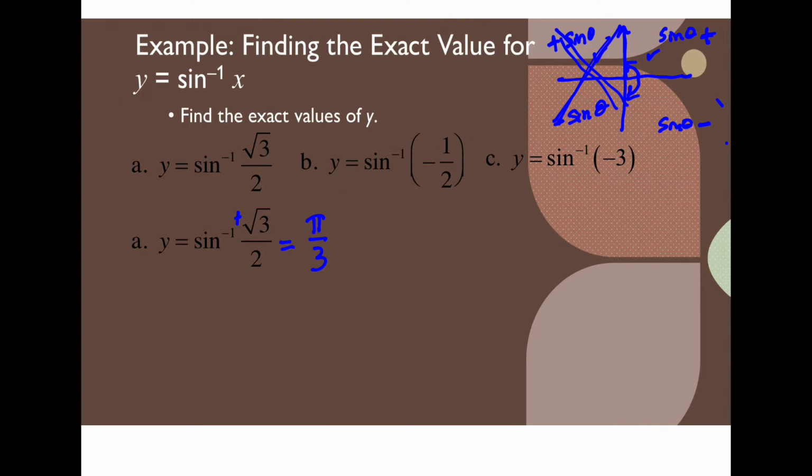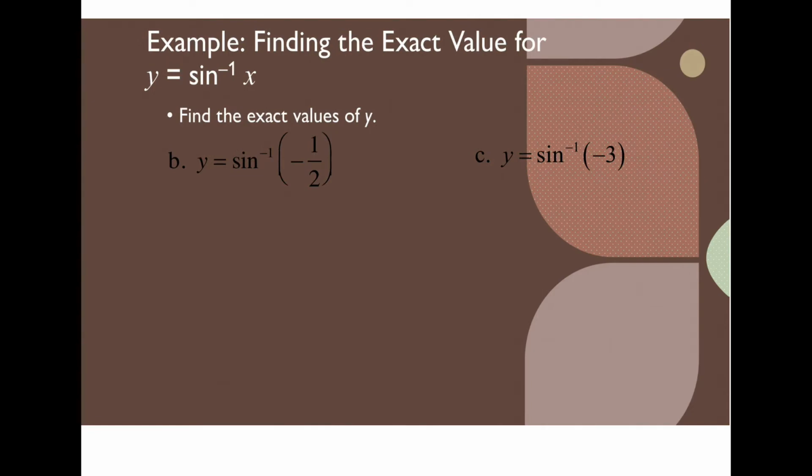If this had been negative root 3 over 2, the arcsine of negative root 3 over 2 would have been negative pi over 3. Remember, we're trying to stay within that boundary of the original domain for the sine function, which is between negative pi over 2, so going in this direction, or positive pi over 2 going in that direction.